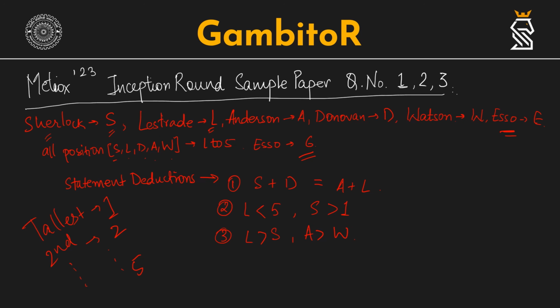And there are 3 statements given in the question, and we can use these statements to reduce to 3 simple equations. That is S plus D equals A plus L, L is less than 5, S is greater than 1, L greater than S, A greater than W. Now we can use these 3 equations to reduce the question to a table with which we can solve the question easily.